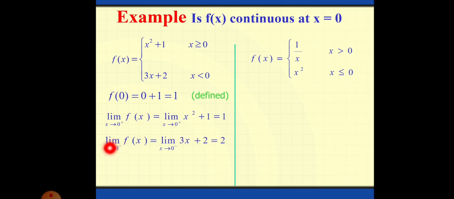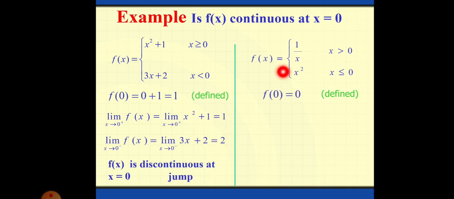And now the limit of f of x when x approaches 0 from the negative side, you have to use this rule, because f of x equals 3x plus 2 when x is smaller than 0. So here we have the limit of 3x plus 2 when x approaches 0. By direct substitution, this limit equals 2. So this function is discontinuous because the limit of f of x when x approaches 0 does not exist, because the right limit and left limit are not equal.